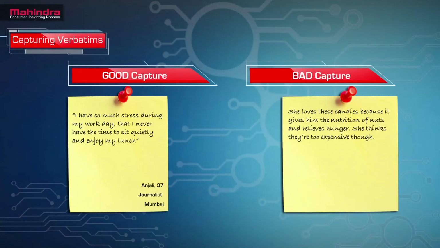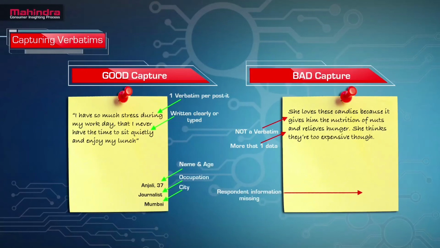The essential points to remember while capturing a verbatim are: 1, there should only be 1 verbatim per post-it. Number 2, it should be written clearly. Number 3, the respondent's name, age and description must be written on every single post-it.